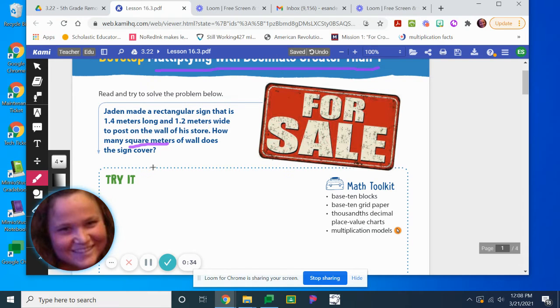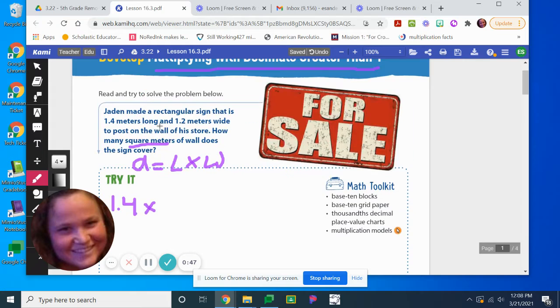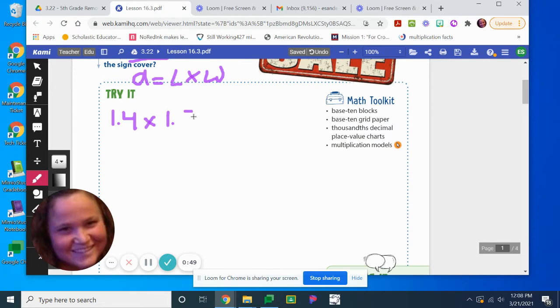Square meters, if you remember correctly, means we need to find the area. And area equals length times width. So we're going to multiply these two numbers together. So my problem is 1.4 times 1.2.